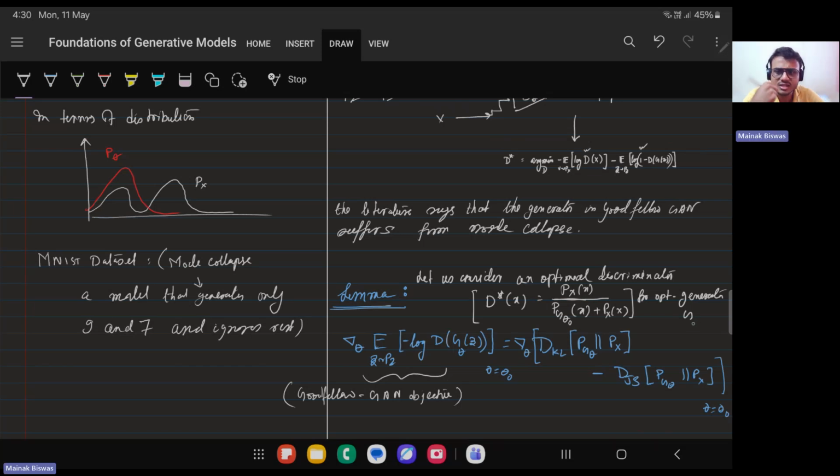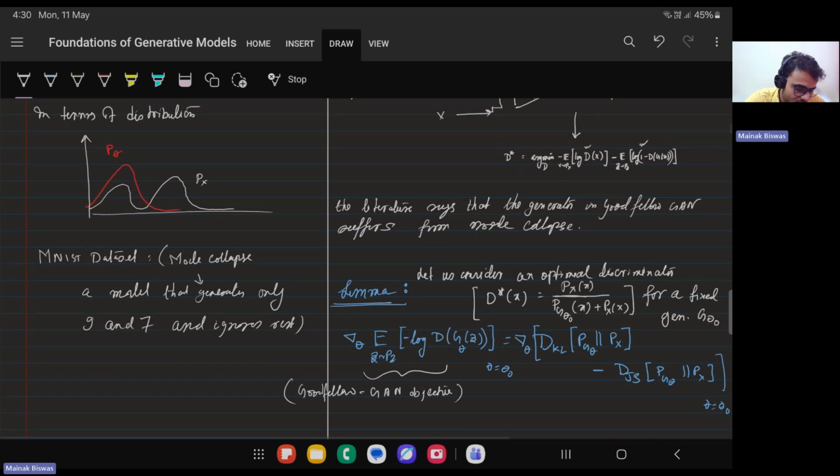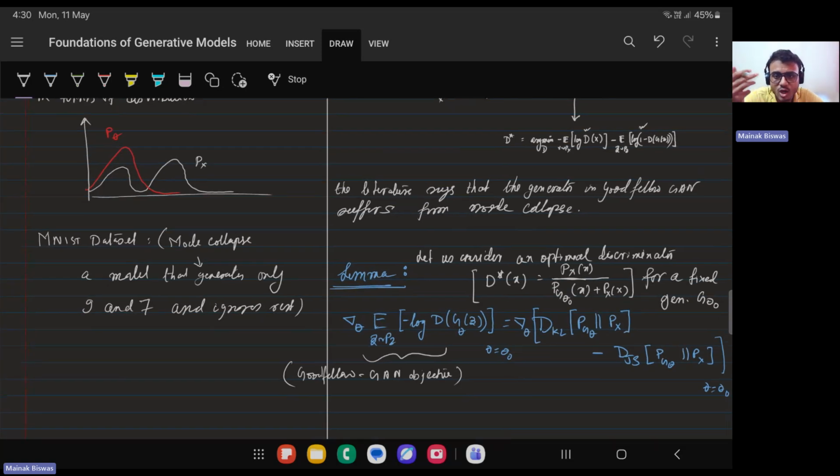Or you can take a fixed one, it may not be optimal, right? You could say that it could be for a fixed generator because you're fixing the generator and then updating the discriminator, and vice versa for a fixed generator g theta. It could be any g theta, it need not be one of the g theta. It could be any fixed value of the model of the generator. So for the fixed value of g theta, we know that the optimal discriminator is given by the Bayes ratio, right?